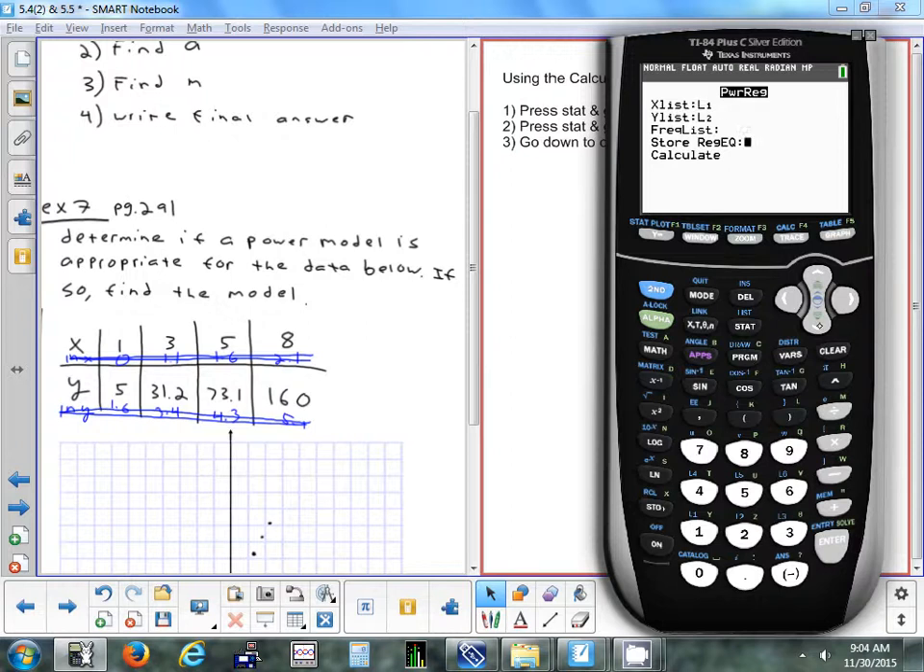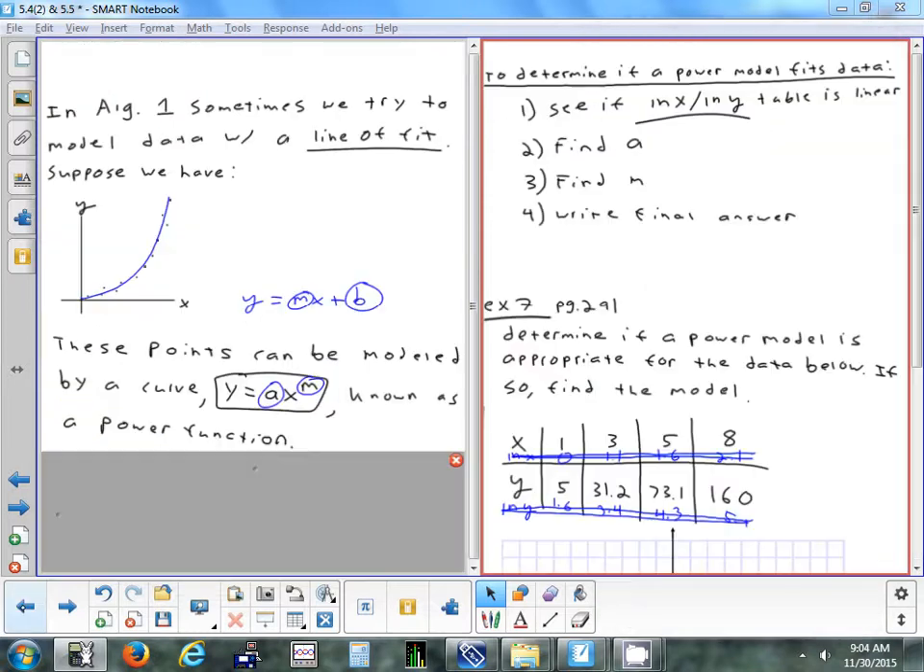Okay, and then go down to Calc, and it's going to tell you the two values. Remember I said we have to find the A and the M? Well, the calculator calls it different letters. They call it A times X to the B. We called it A times X to the M. All right, so this is how your book does it. Calculator uses different letters, but that's fine.